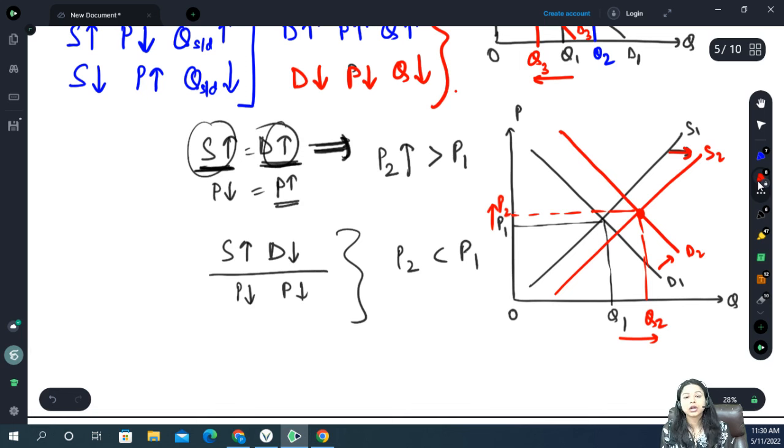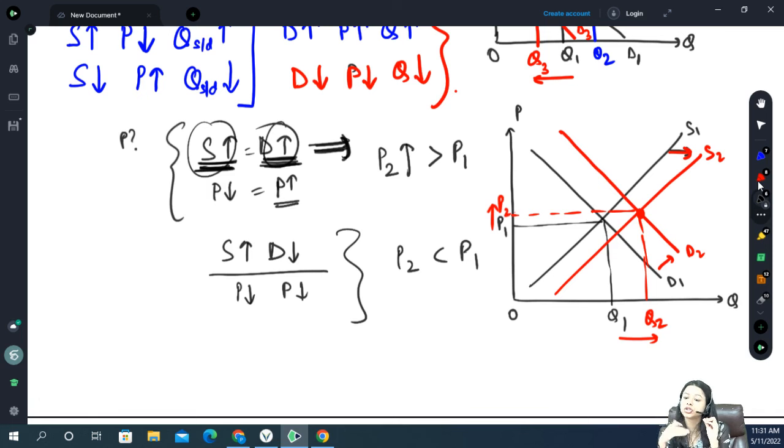One thing, these questions are very, very common in the exam. Just see this very carefully. When I am saying that there is an increase in the supply, this creates a downward pressure on price. This creates an upward pressure on price. So finally, what will be the price? I don't know. It is indeterminate. That will depend on the shift.